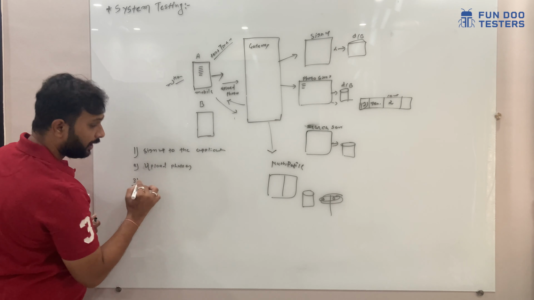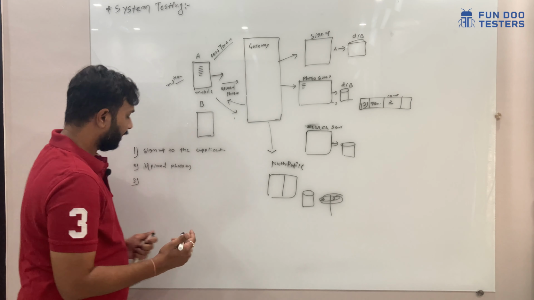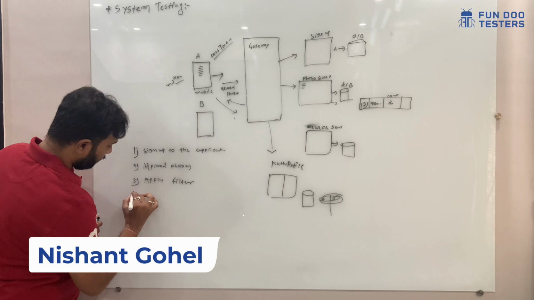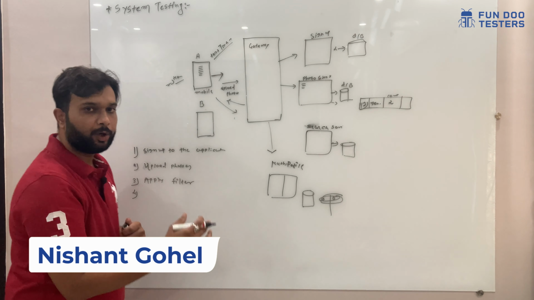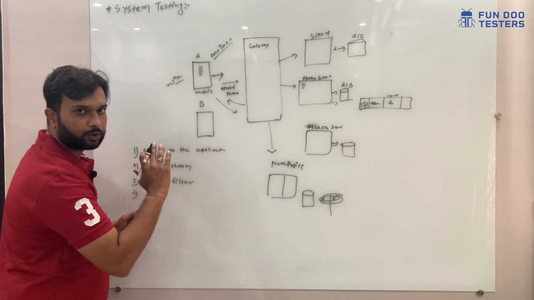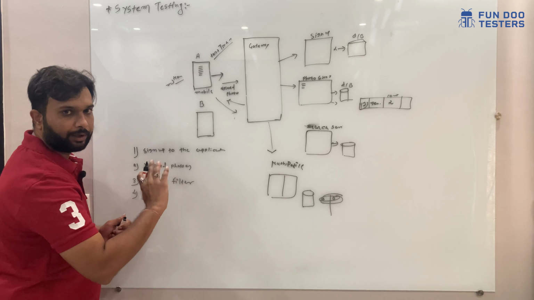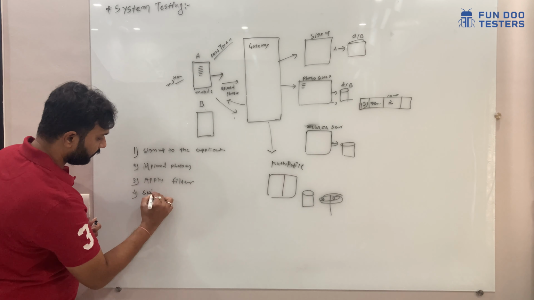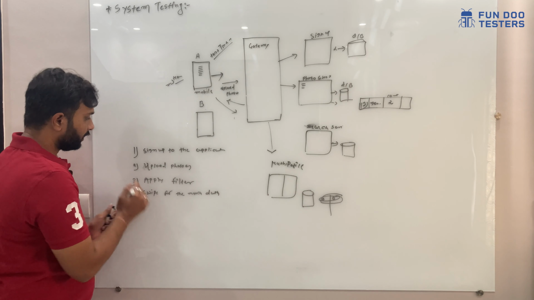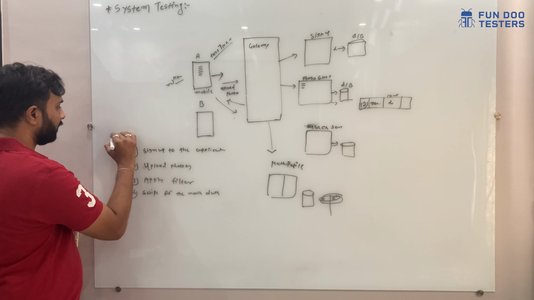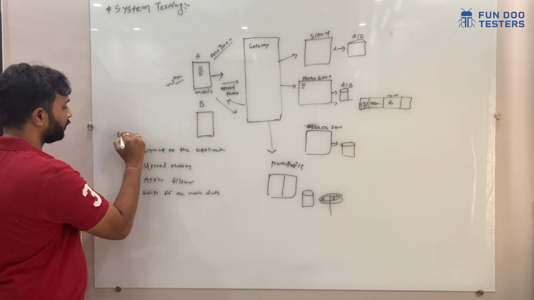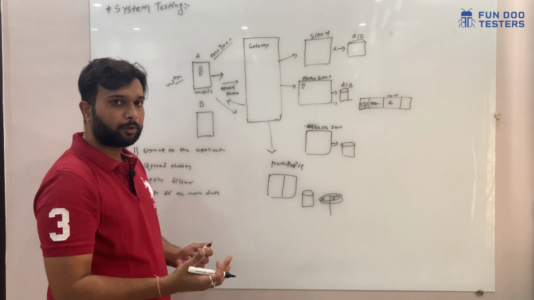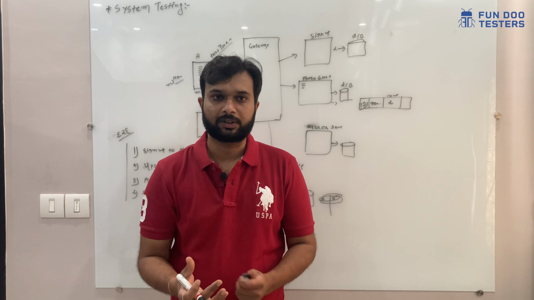The third step will be, I will apply the filter based on my need. So apply filter. Fourth, I will look for the matching profile. I will swipe, I will go left, and I will go right. So swipe for the match data. This will be my first system end-to-end test case, to match the profile.